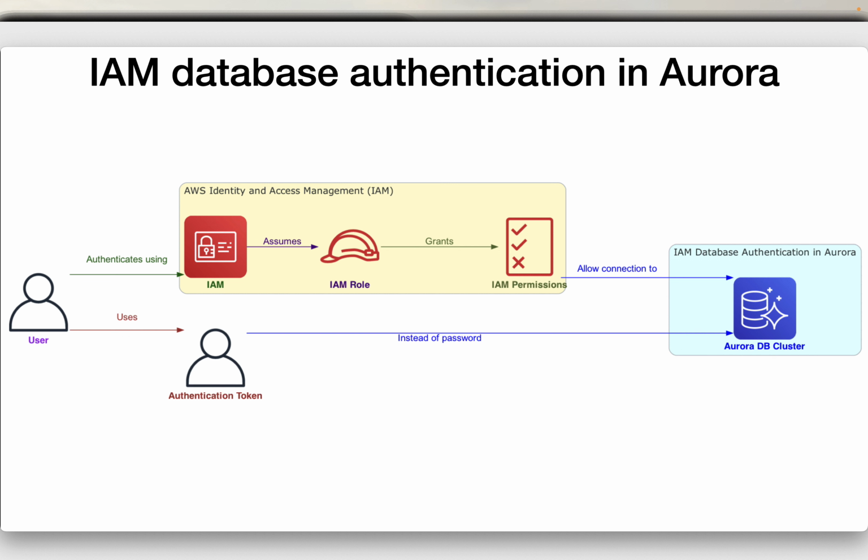Next feature is IAM database authentication in Aurora. With IAM database authentication in Aurora, you can authenticate to your DB cluster using AWS Identity and Access Management database authentication. With this authentication method, you don't need to use a password when you connect to a DB cluster. Instead, you will use an authentication token.